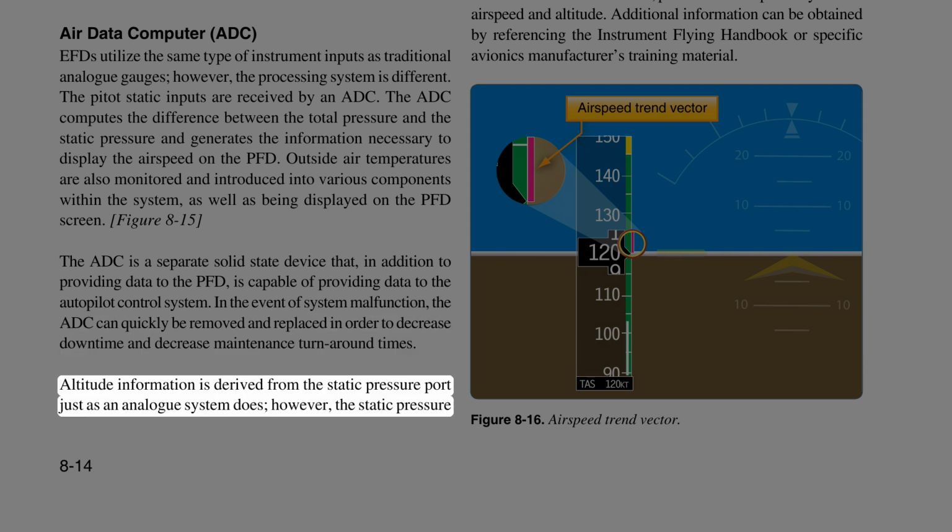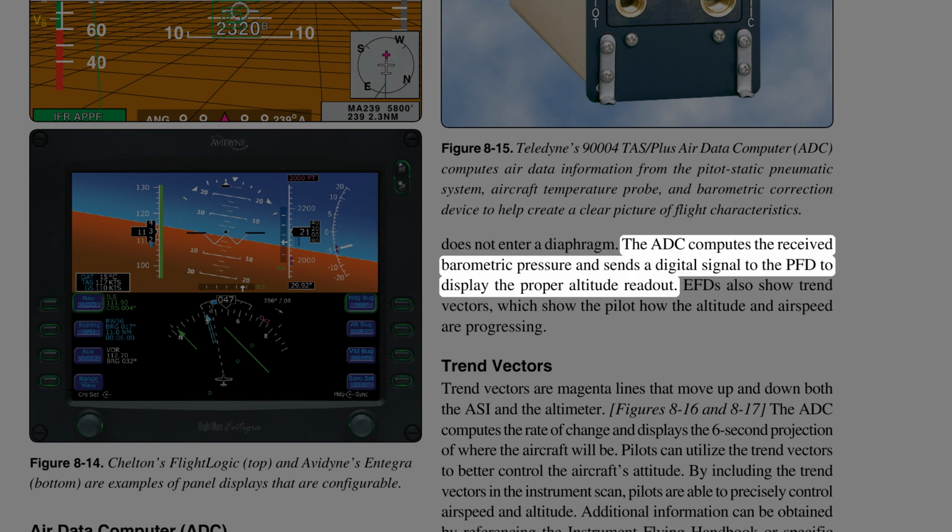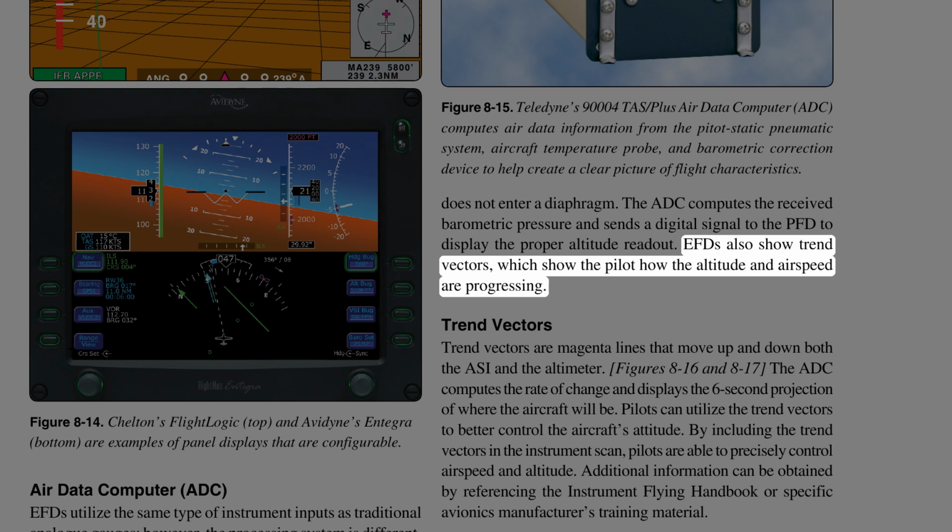Altitude information is derived from the static pressure port just as an analog system does. However, the static pressure does not enter a diaphragm. The ADC computes the received barometric pressure and sends a digital signal to the PFD to display the proper altitude readout. EFDs also show trend vectors, which show the pilot how the altitude and airspeed are progressing.